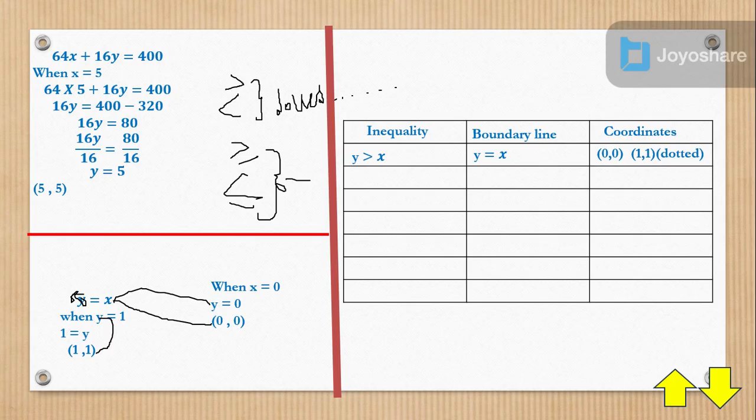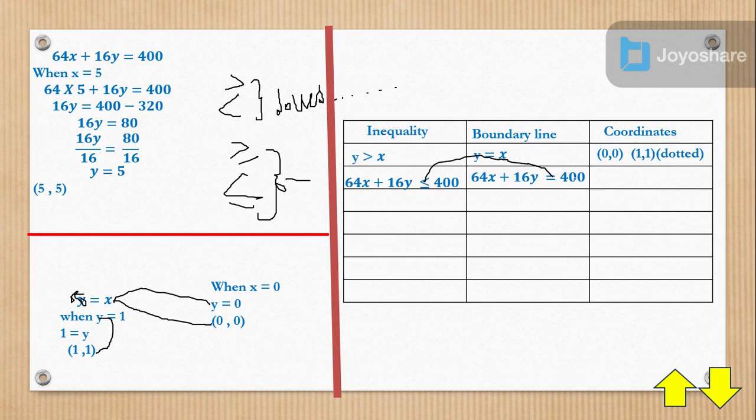Okay, let's now proceed to another equation, 16x plus 16y gives us 400. Change your boundary line: the inequality sign changes to an equal sign, so this changes to an equal sign.